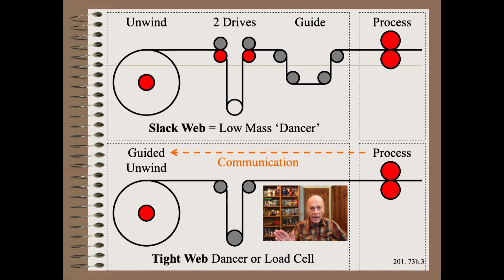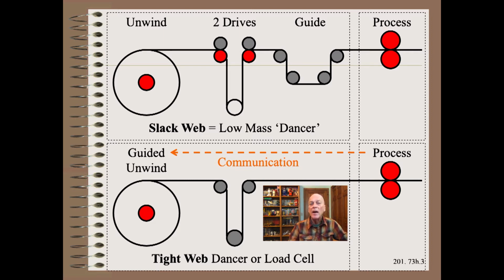Let us compare, contrast, and critique both the slack web and tight web applications. In the slack web design, shown in the top figure, the continuous or nearly continuous unwinding operation is separated from the downstream process by a slack web or a low mass dancer. The unwind need know nothing about what the downstream process is doing and thus is almost entirely self-contained.